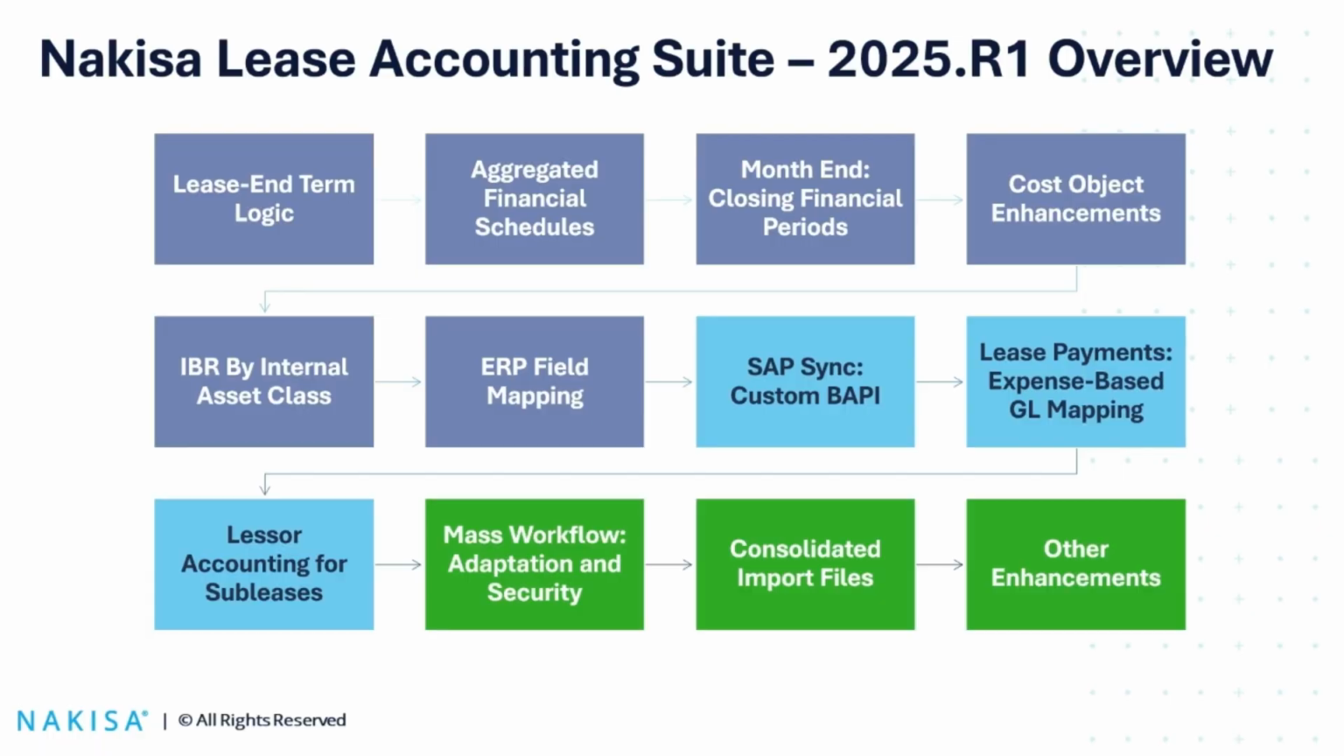This is an overview of the features and enhancements released in this version. We have lease-end term logic, aggregate financial schedules, month-end closing financial periods, cost object enhancements, IBR by internal asset class, ERP Field Mapping. The new features are SAP Sync Custom BAPI, lease payment expense based on GL mapping, Lessor accounting for subleases, as well as the mask workload adaptation and security and consolidated imported files.